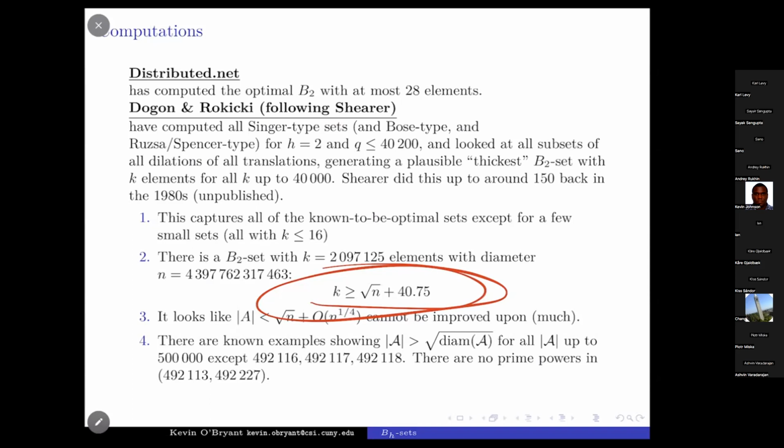And another example that's come up sometimes as a question is whether or not there's always a B2 sequence whose cardinality is greater than the square root of its diameter. And they exhaustively give examples all the way up to 500,000, except for 3 set sizes. So it might be that there's a counterexample to this conjecture, if anybody has conjectured it, with 492,116 elements.